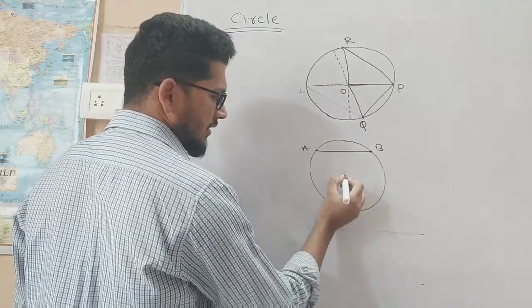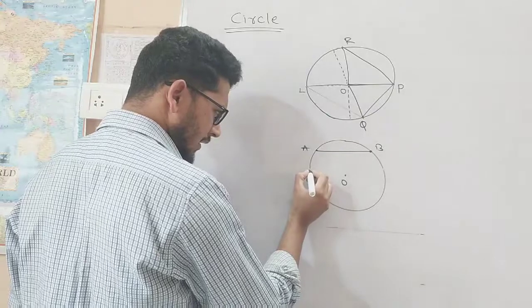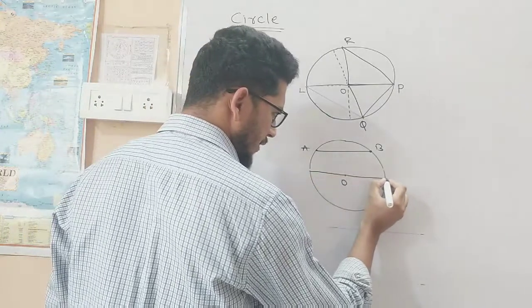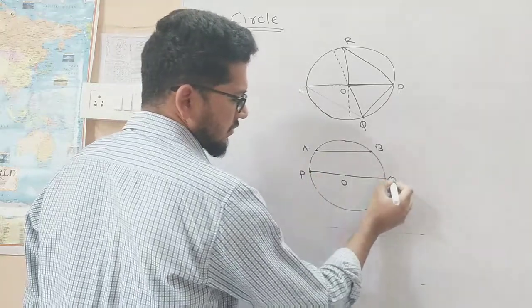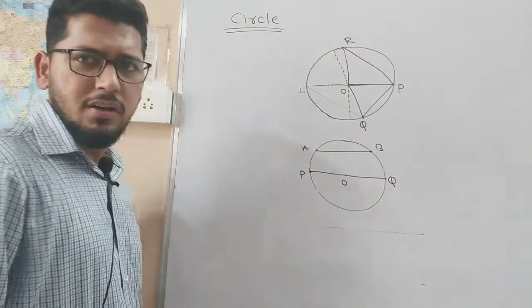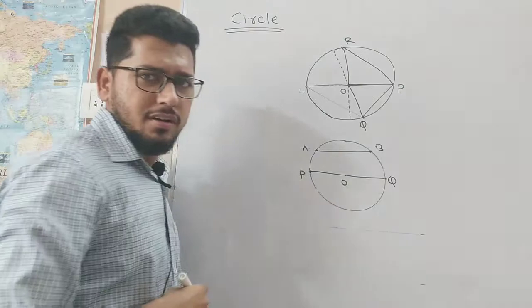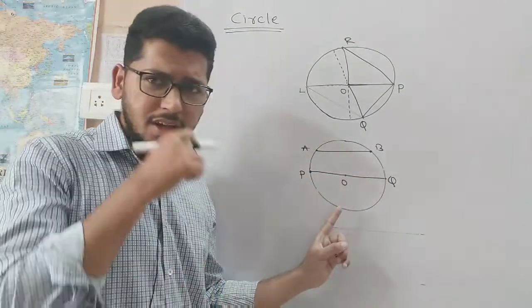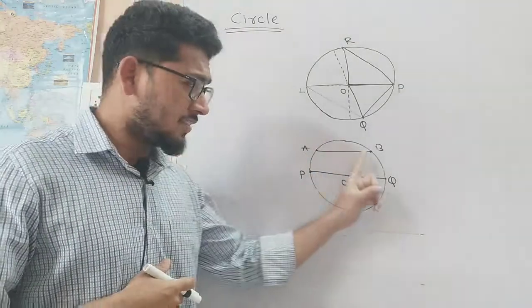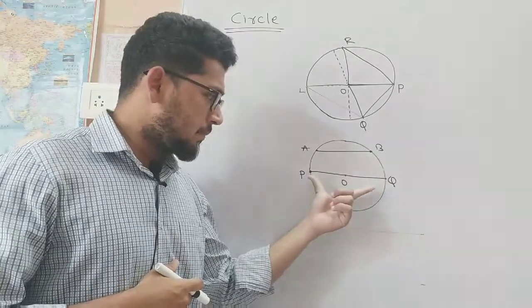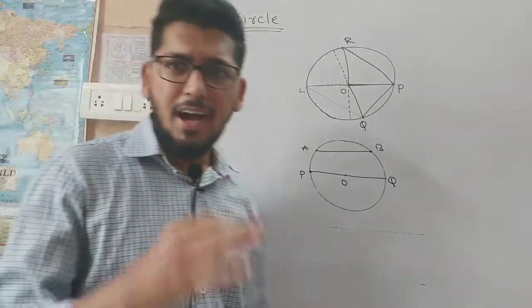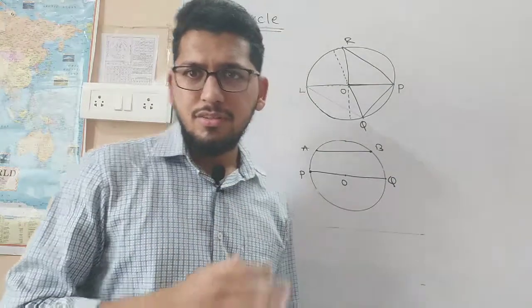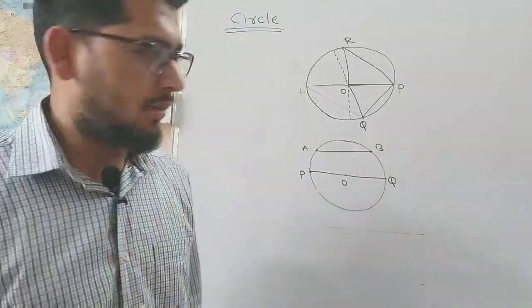Suppose this is the center here, and if I draw a chord passing through the center, this will be the largest chord of the circle. So here in the circle there are two chords. First is AB, the smaller chord, and PQ is the largest chord. The largest chord of the circle is the diameter of the circle. So these are the components that you have to learn.